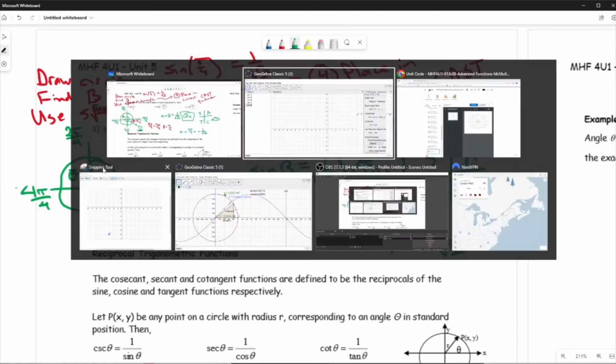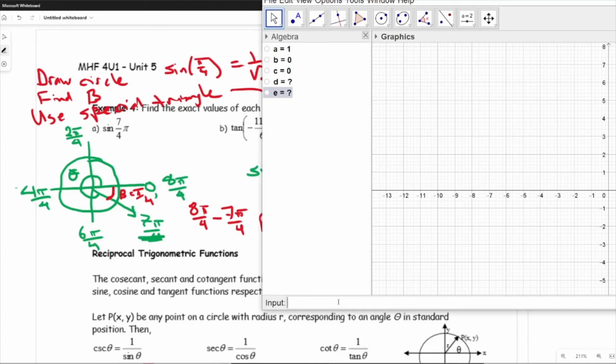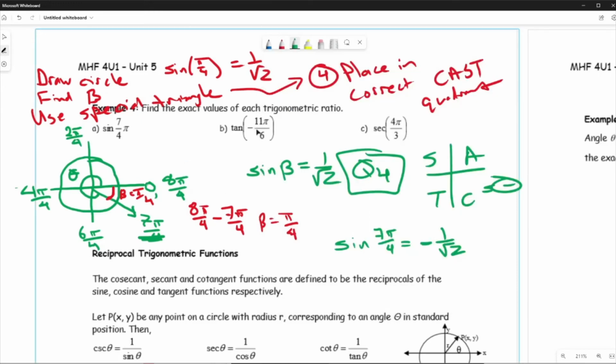Now we can confirm this using a calculator, of course. We can go, what is the sine of 7 pi over 4? And we find out that indeed it is equal to negative 1 over square root 2, right? I didn't need a calculator to get to that, however. I have the knowledge to be able to do that.